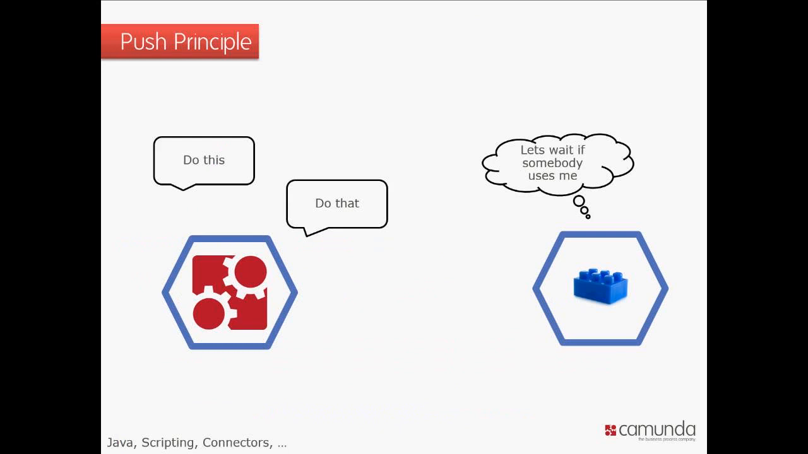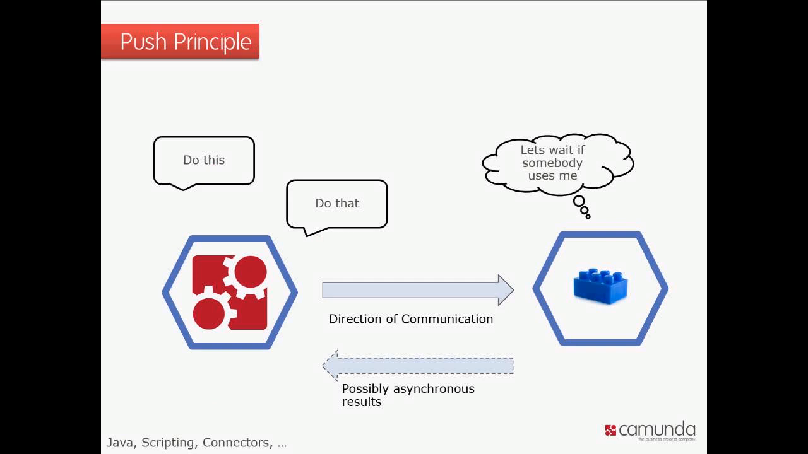So that's the kind of push principle. Basically the engine tells everybody what they should do. That's the basic idea behind workflow execution. The engine is the orchestrator, and it always says, okay, do this, do that. And the direction of communication is normally from the engine to the service call. Okay. Technology wise, as I said, normally Java.